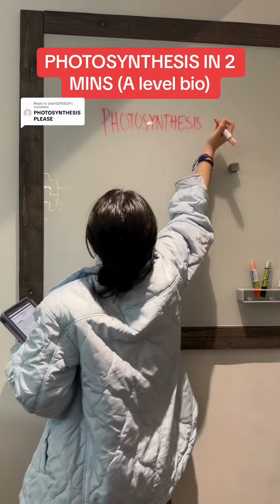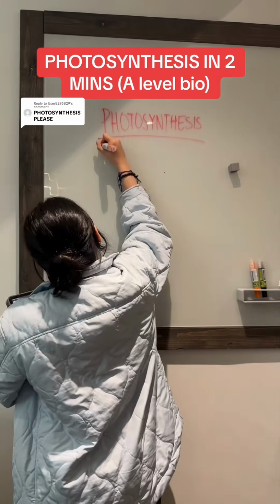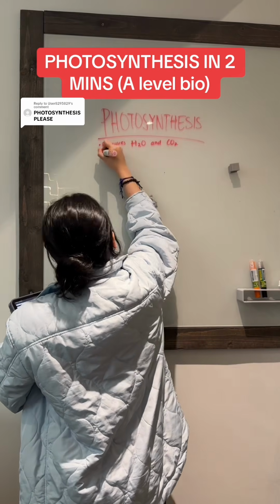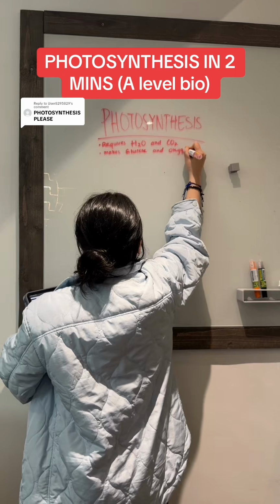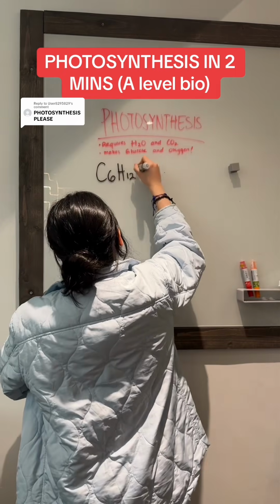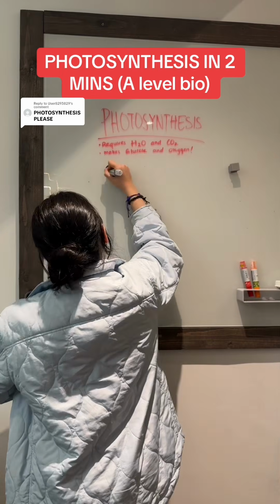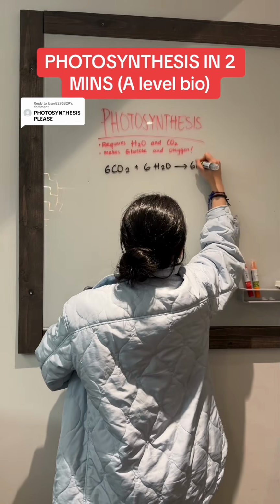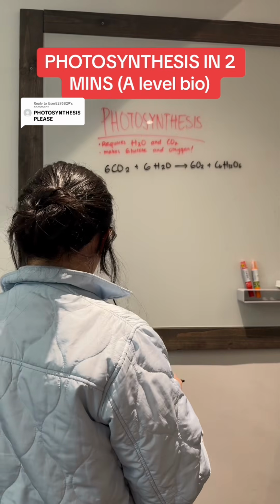Let's talk about photosynthesis in A-level biology within 2 minutes. Photosynthesis is a reaction in which light energy is used to produce glucose in plants, and this process requires water and carbon dioxide to make glucose and oxygen. The process has the chemical equation of 6CO2 plus 6H2O gives you 6O2 plus C6H12O6.